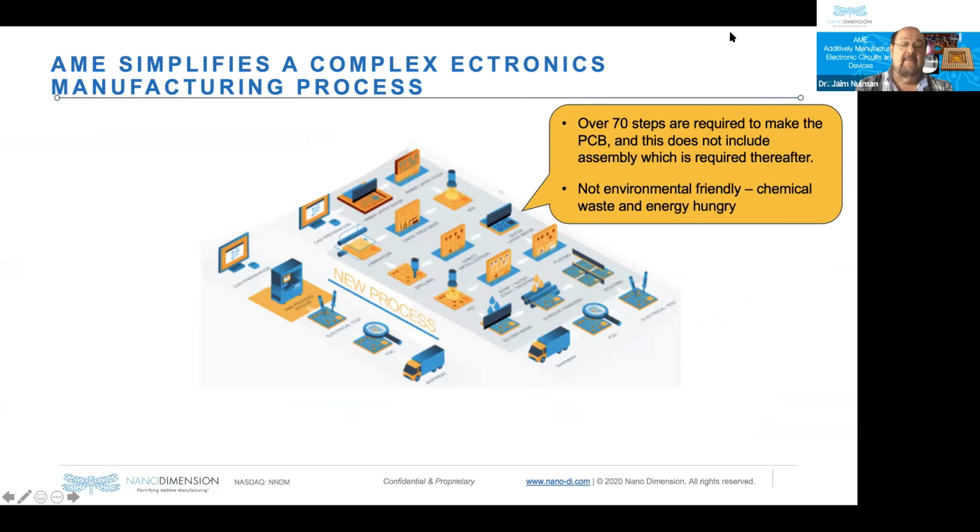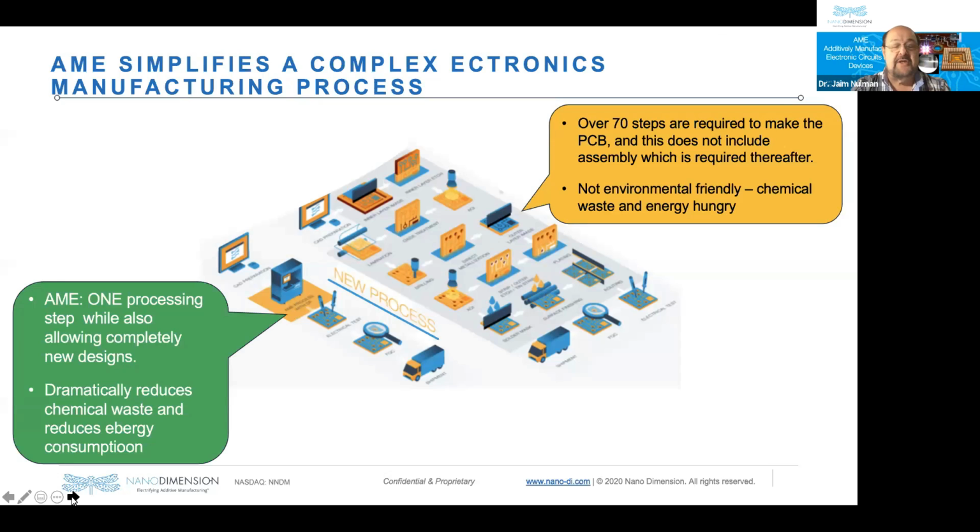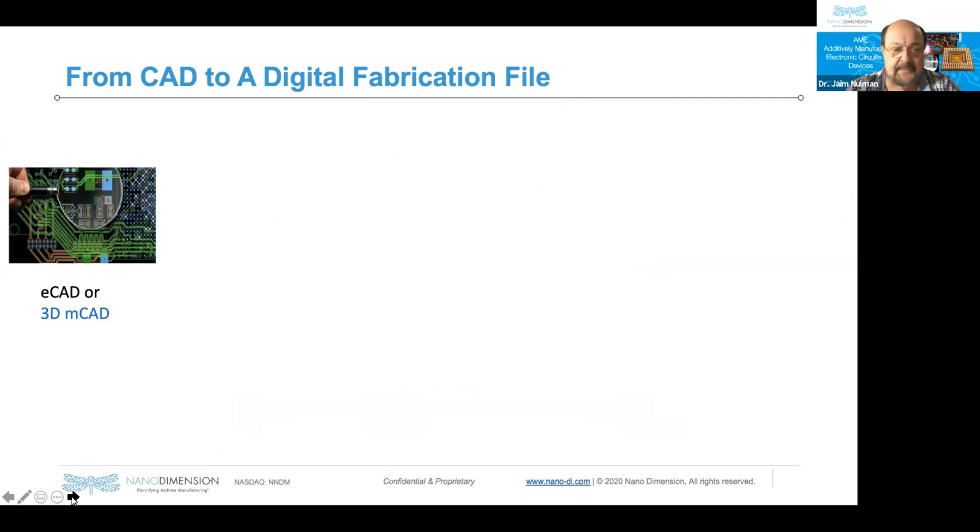Compared to the AME, which we see here under the new process line, just one machine produces the entire circuitry, and hopefully in the not-too-distant future it can also do the assembly, and then you just do the testing and it's ready to ship. So it dramatically reduces the chemical waste and reduces the energy consumption altogether. Sorry for the typos there, we need to fix that. So this technology is not only more efficient in the process and the capabilities of design, but also from the environmental point of view, and the energy consumption.